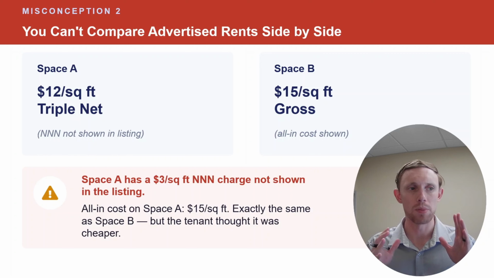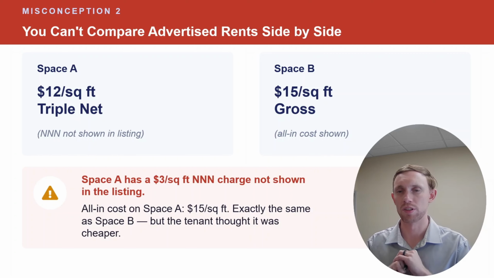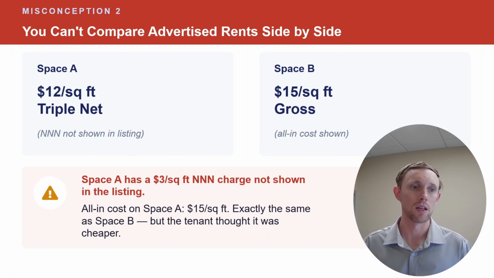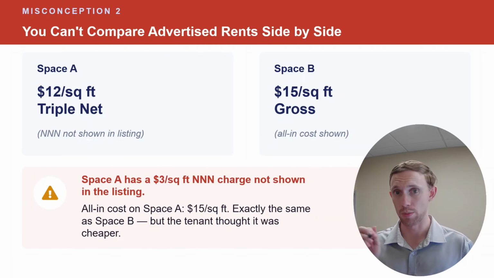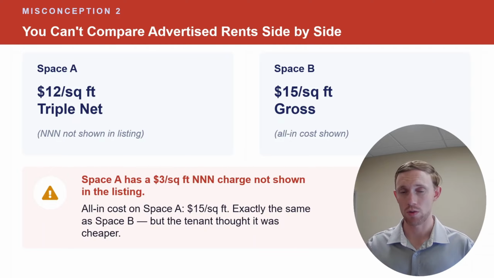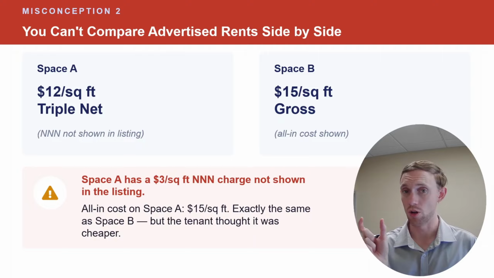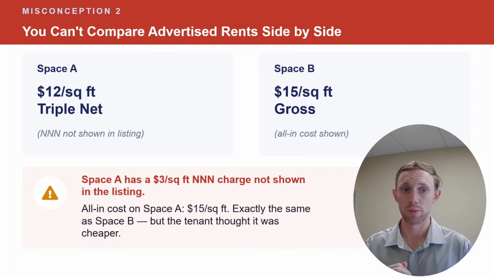Okay, this is the big problem that a lot of small business owners I see make. If you're looking at multiple spaces, you're on LoopNet, you're on CoStar, you're on your local MLS, whatever it might be, the way that net leases or triple net leases are generally advertised is that it'll just list the base rent and then it'll say triple net. So in this case, it would say $12 a square foot and it doesn't actually say what that triple net dollar amount is. It's not usually listed in the advertisement what the triple net is.